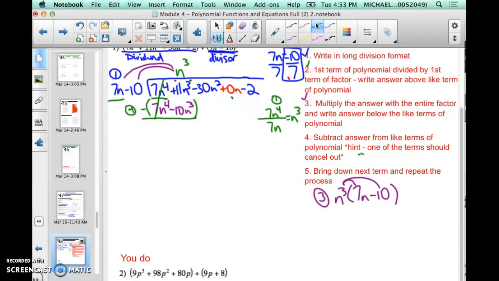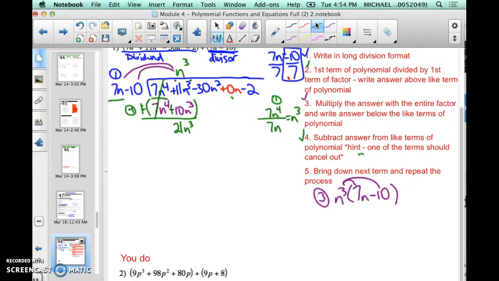Now, 11n cubed minus a negative 10n cubed. If you have ever had that situation, minus a negative becomes plus. So it's 11n cubed plus 10n cubed, which is 21n cubed. All right? I am done with step 4.